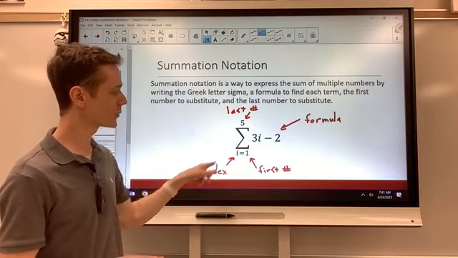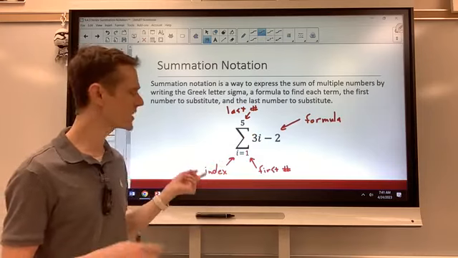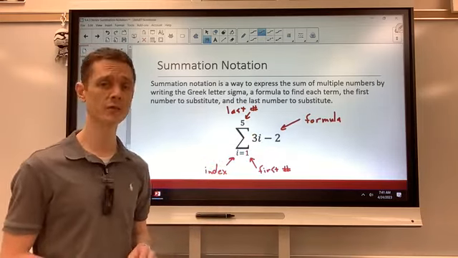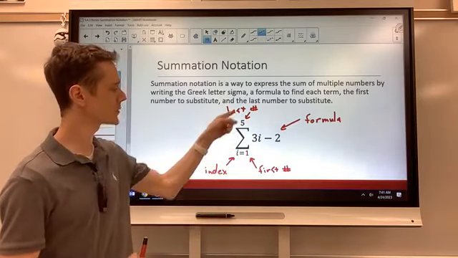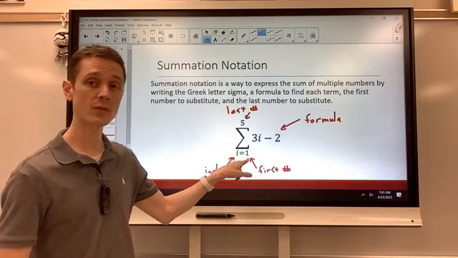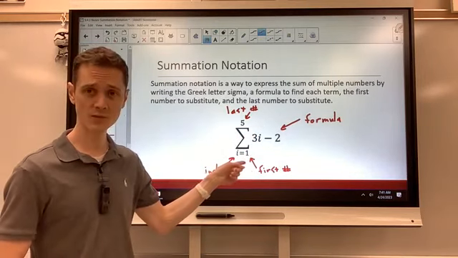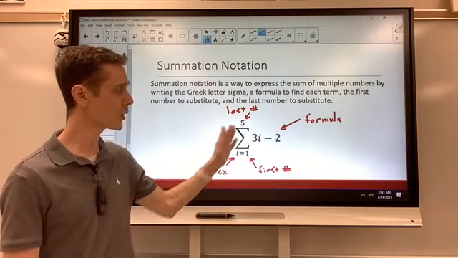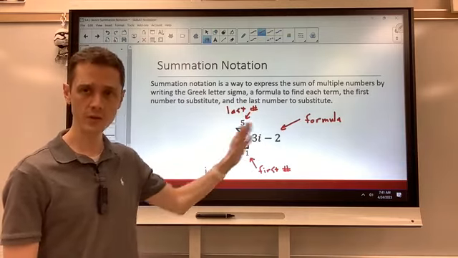There's the index, which is which variable they are using essentially. A lot of times it's going to be an i. Sometimes I see k's from different textbooks. And then the other two numbers that are important here: this is going to be the first number that we plug in. Most of the time it seems to start from 1. So usually you're going to start off by plugging 1 in for i, and then you would plug in 2, and then 3, and then 4.